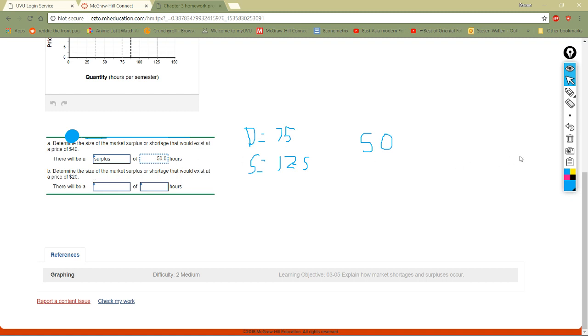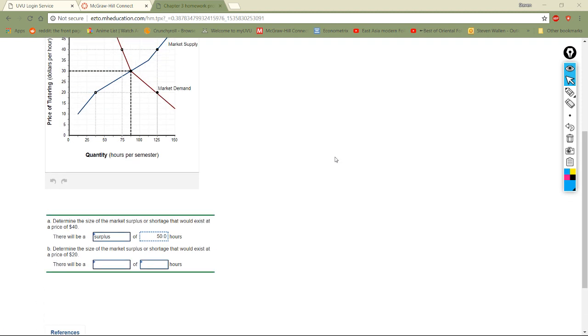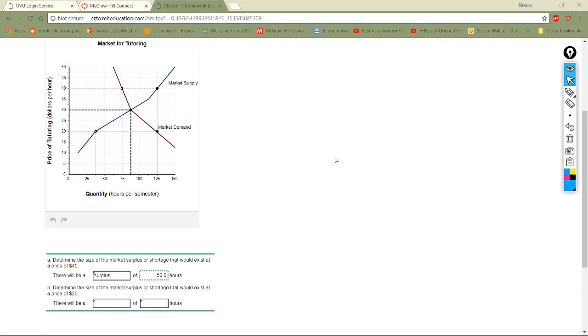Determine the size of the market surplus or shortage that would exist at a price of 20. Let's clear all this off. So we're going below equilibrium this time. We're going to take our 20 and take it all the way across, and then draw down to get your points.